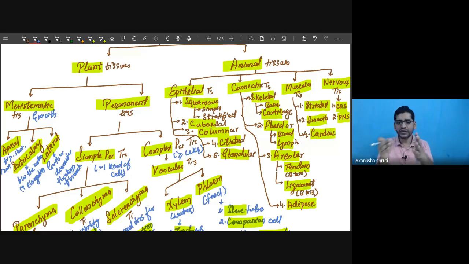Okay, student? So this way, the diffusion through these gaps to the other side occurs in columnar and cuboidal tissue. There is another thin hair-like or very small finger-like projection called cilia, which provides more surface area for this diffusion, for passing from one to another. That is called ciliated tissues.